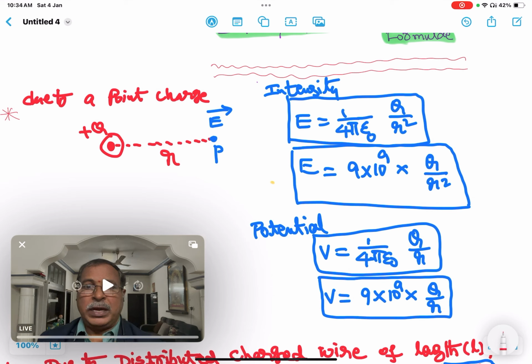So I am giving the direct formulas now. I'm not giving derivations, this is not the right situation to give derivations. When you join our institution in the long term, we can give each and every derivation for all formulas and concepts. Intensity at a point: E equals 1 by 4 pi epsilon naught, where 1 by 4 pi epsilon naught is 9 into 10 to the power of 9, into Q by R square. Just Q and R values are given there. Potential is given very clearly here: Q by R. So intensity is Q by R square, potential is Q by R, that is the difference.